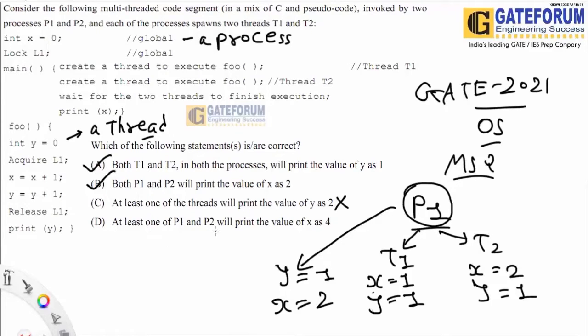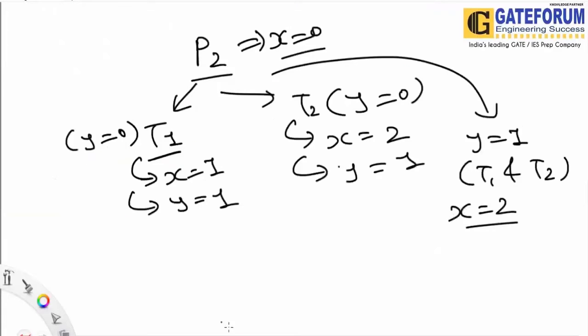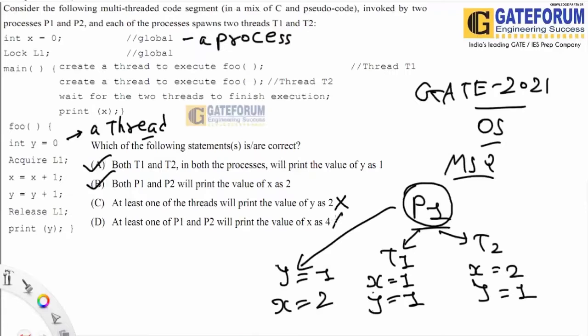At least one of P1 and P2 will print when the value of x is 4. The x value of 2 is printed by P1, and the x value of 2 is printed by P2 also. So this one is also false. So the correct answer for this particular question is A.